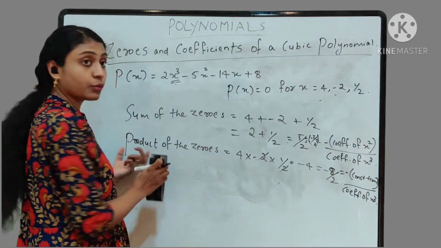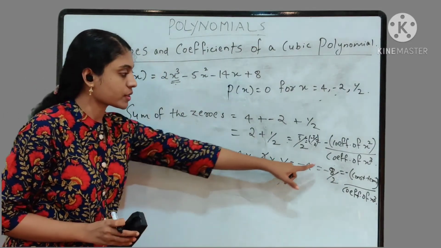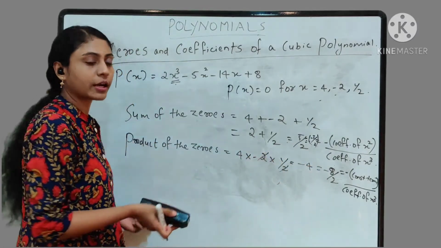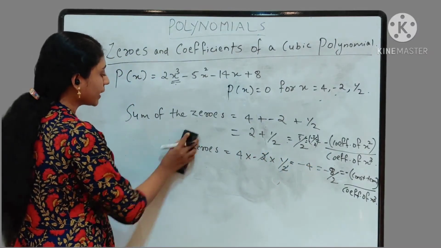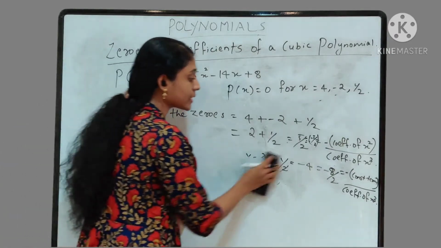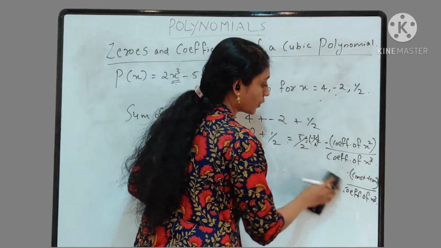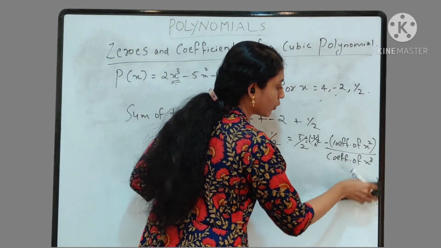Now there is only one formula to find the product of the zeros, that is negative of constant term divided by coefficient of x cube. But in case of sum of the zeros, there is another formula also in case of a cubic polynomial only.